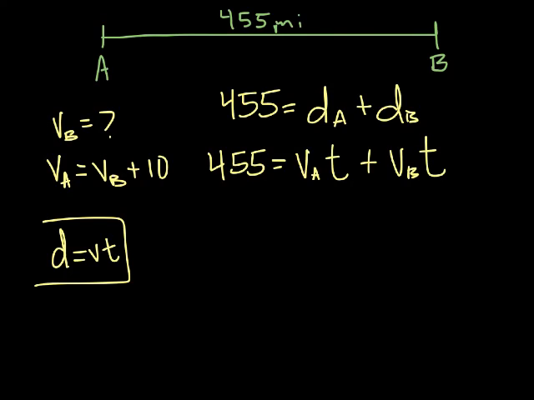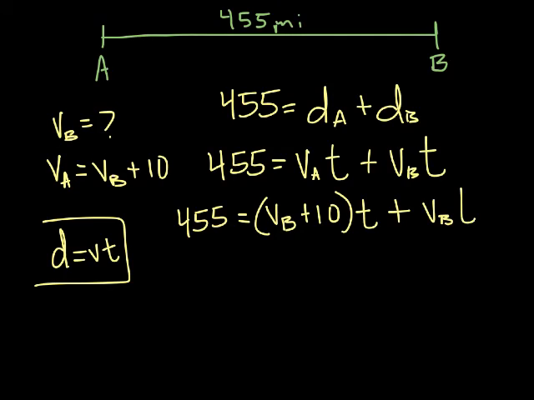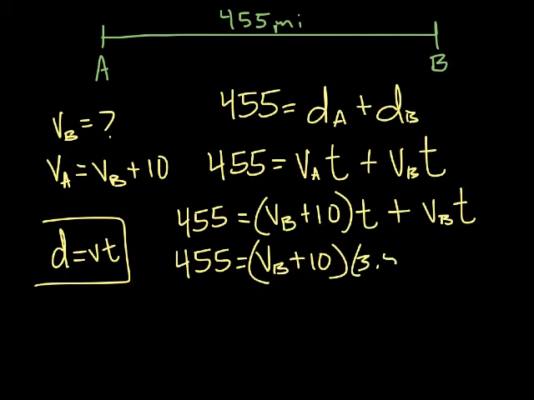I'm going to make a substitution. So I'm going to keep my 455. Instead of writing the speed of car A, I want to get this down to one variable. So I substitute it in. And now I can substitute in my time because you were given 3.5 hours for the T, and you can solve for the speed of car B. So we would have VB plus 10 times the 3.5 hours plus VB times the 3.5 hours.